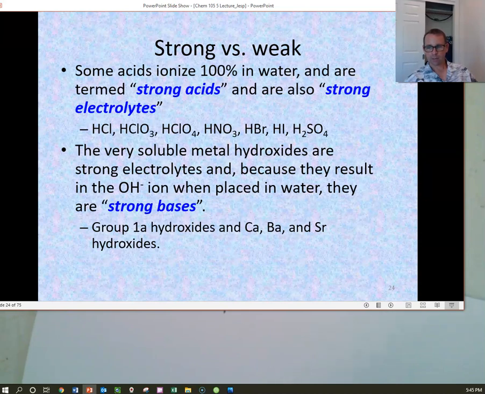Okay? So we have strong and weak acids, electrolytes, and bases, but not strength in the sense that this one will kill Batman, that one won't kill Batman, or the Joker, or whatever it was. It's strength in terms of the amount of dissociation. Okay?